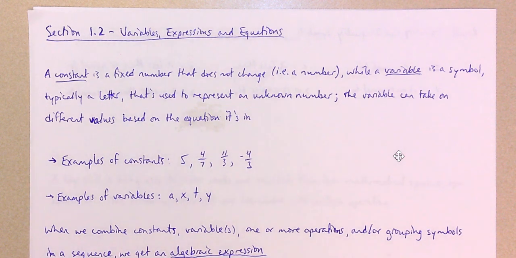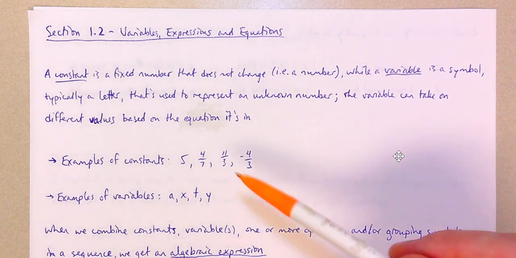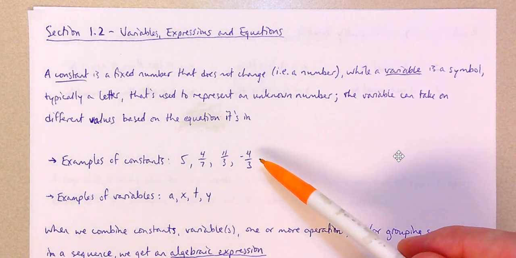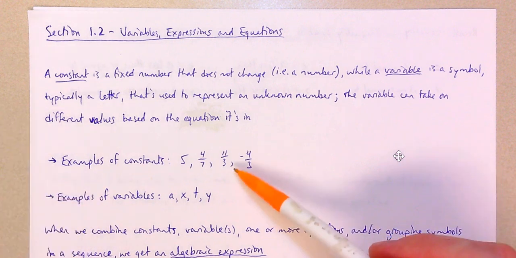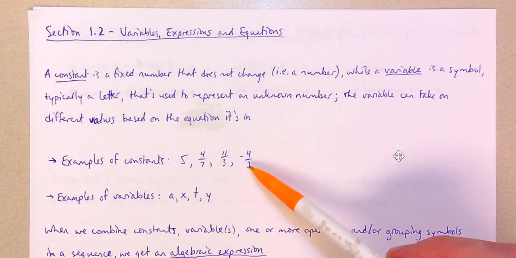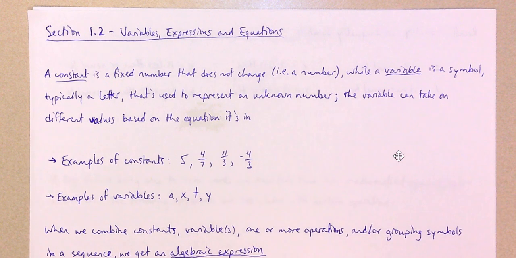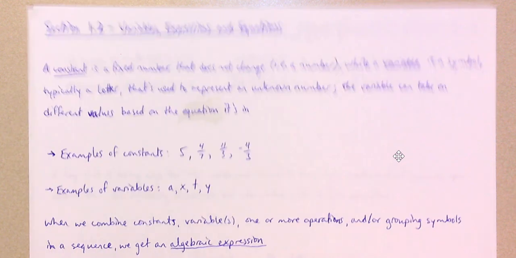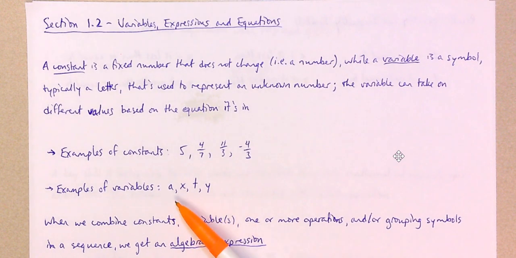A constant is another term for just a fixed number that does not change. That is to say, any number whatsoever. I have some samples down here: 5, 10, 11 thirds, 4 sevenths, minus 4 thirds, just any fixed number. A variable, on the other hand, is a symbol, and we virtually always use letters, and it's used to represent an unknown number, an unknown quantity. Examples that we typically have: A, T, X, and Y.